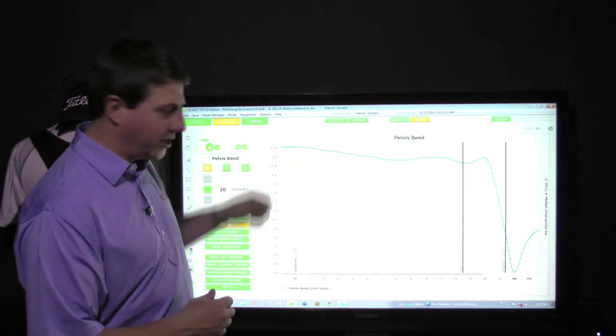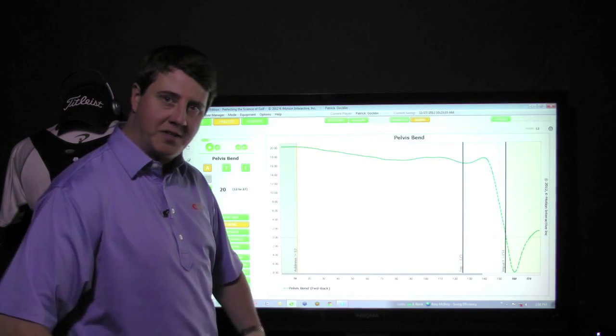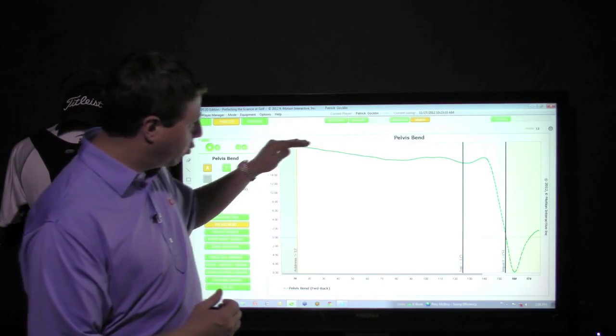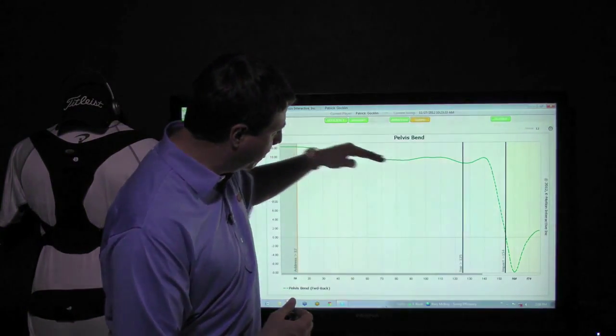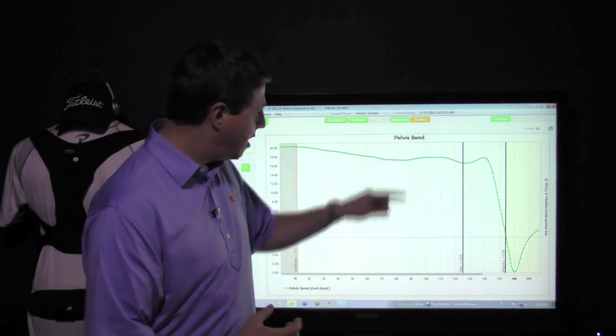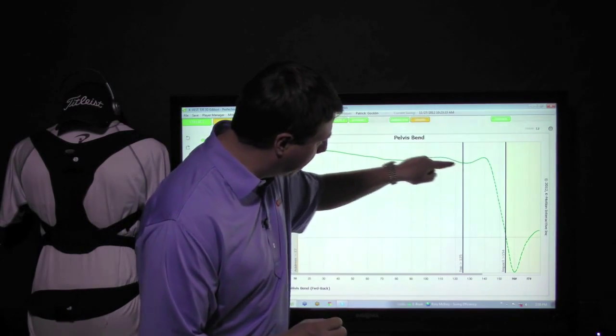So Patrick's pelvis bend graph started at 20 degrees. We know that's a pretty neutral pelvis in the address posture position. But what I really like now is this graph goes down. That tells us he's maintaining good core engagement going into the backswing. But what's really good here is this little jump.